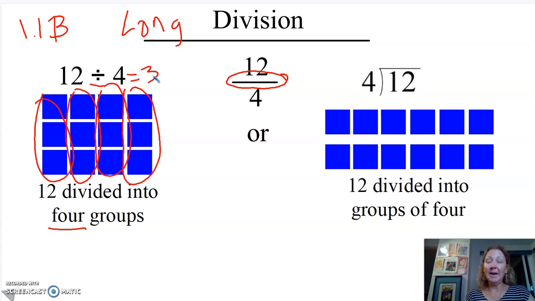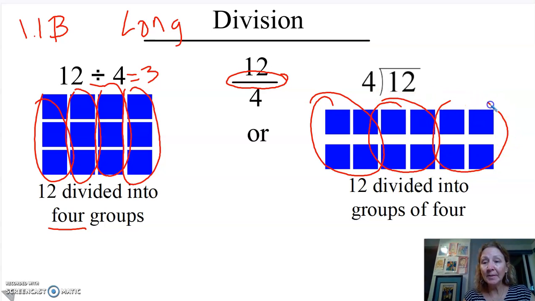But what if I have 12 that's divided into groups of 4? How do you know when you see a division problem if you're making an equal number, if you know the groups or if you know how many is in each group? I want you to think about this one. If I take 12 and then divide it into groups of 4, the answer is also 3.